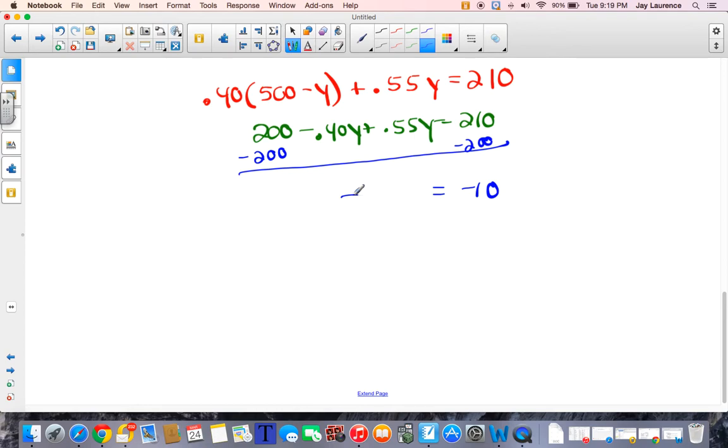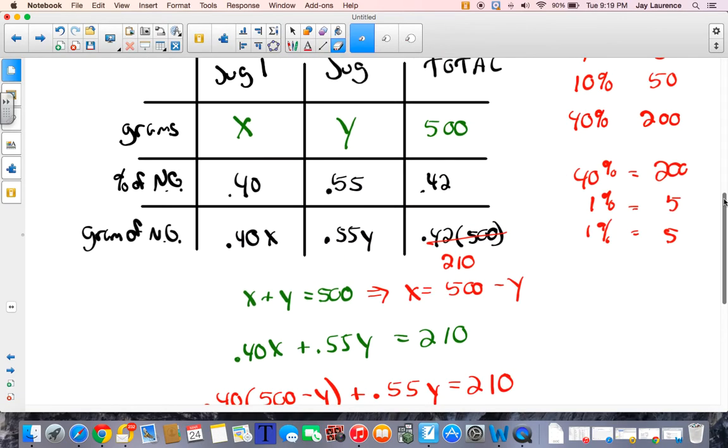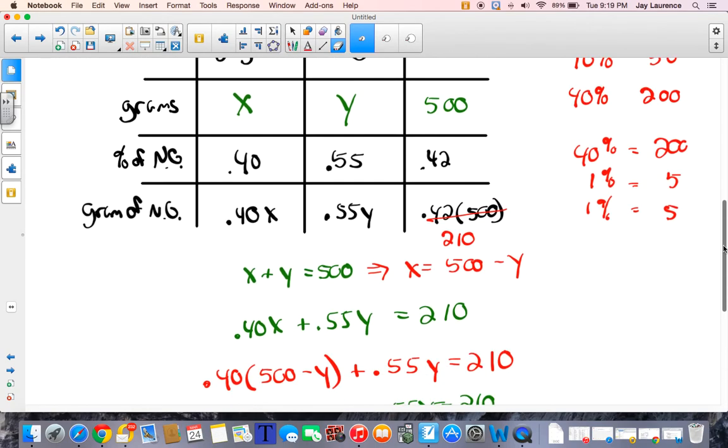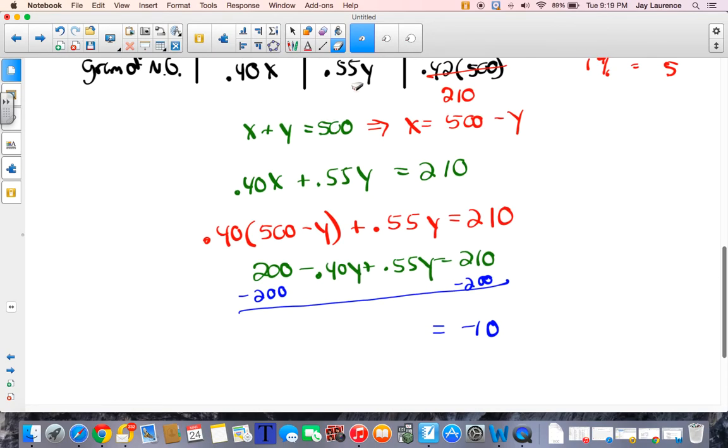Oh, I must have a mistake somewhere. Because I'm going to get a positive error, which means I'm going to need negative. Let me go back and look here for a second. See if I can find my error. All right, x plus y is 500, or 42. Oh, silly me. There it is. Such a silly mistake. 210 minus 200 isn't negative 10, it's positive 10. In the last problem, it came out negative, and I think that's what I was hanging on to.